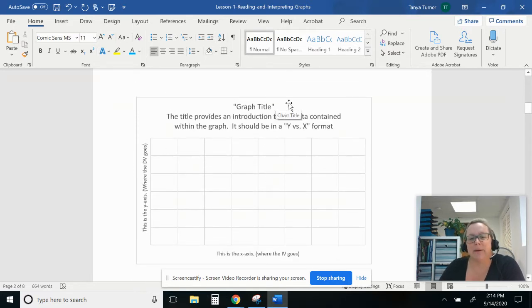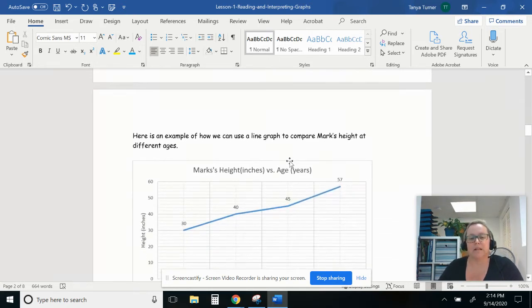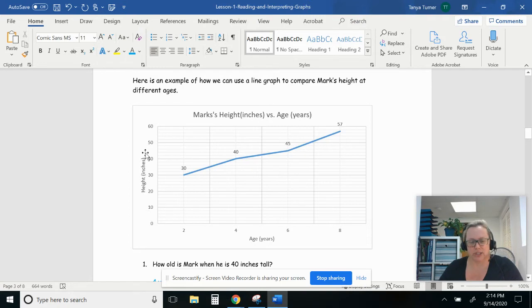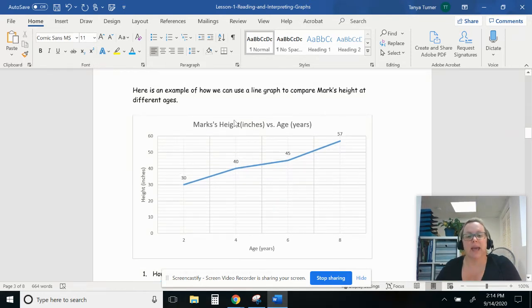So the overall setup looks something like this. You have a graph title at the top. It should be in a y versus x format, so that means the title of the y-axis should go first, the VS for versus, and then the title of the x-axis should go second. So here's an example. In this example, we can see that the title on the y-axis is height in inches, and the title on the x-axis is age in years. The person we're talking about is Mark, and so our title is y versus x right here. The y is Mark's height in inches, and the x is his age that's down here.